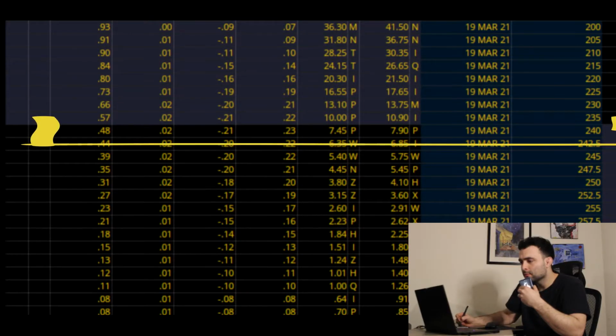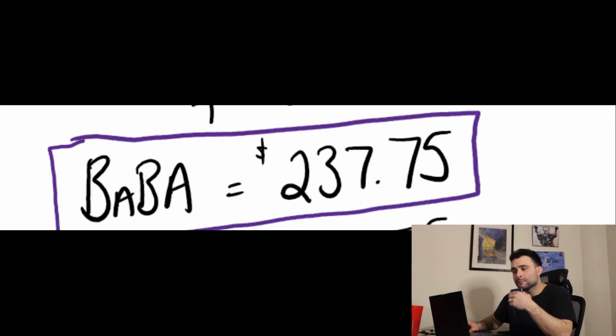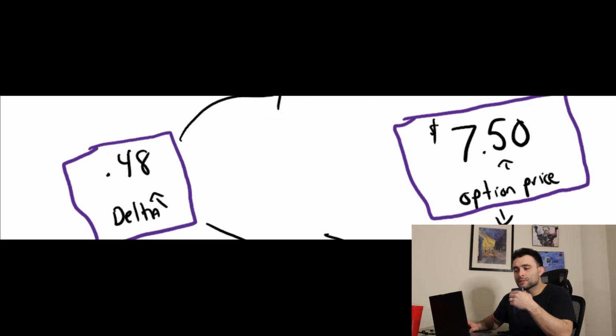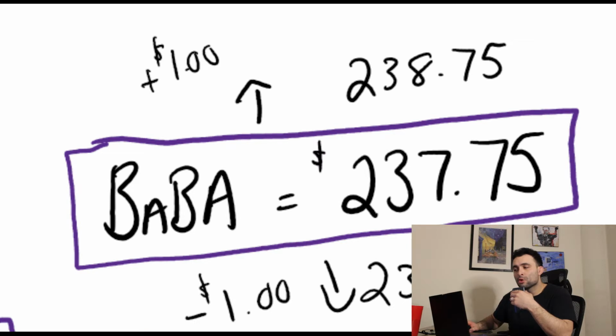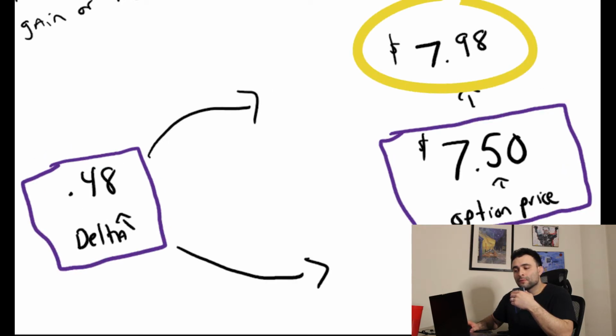We're going to look at this strike. The 240 strike is trading at 7.45 by 7.90, so we'll say 7.50, with a 48-cent delta. So with our example, Baba is at 237.75. The option price as of now is 7.50 and the delta is 48 cents. So if Baba decides to go up $1 to 238.75, you would then add that 48-cent delta to the option price. So the new option value would be 7.98 because it's 48 cents plus the 7.50.